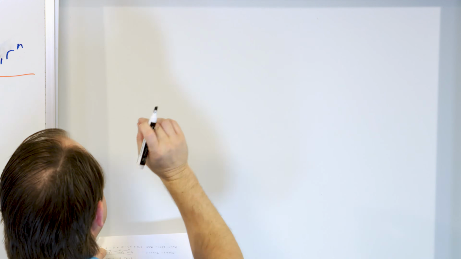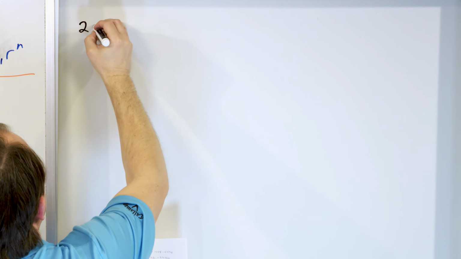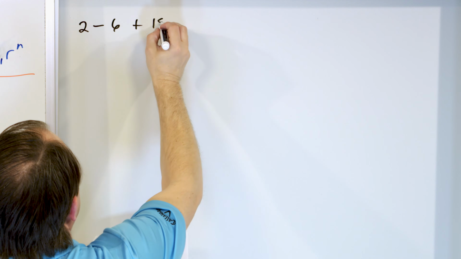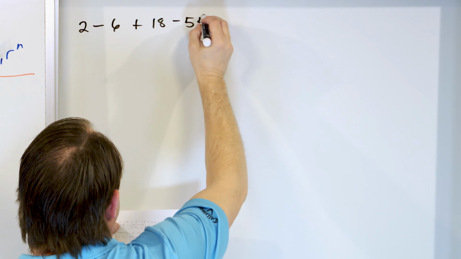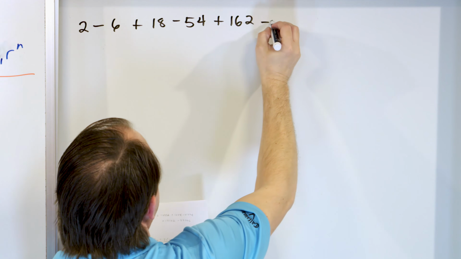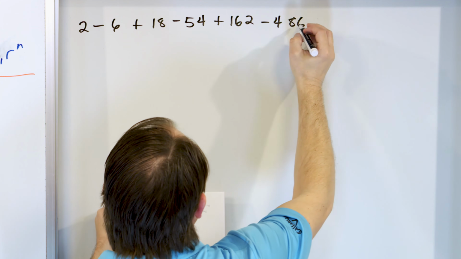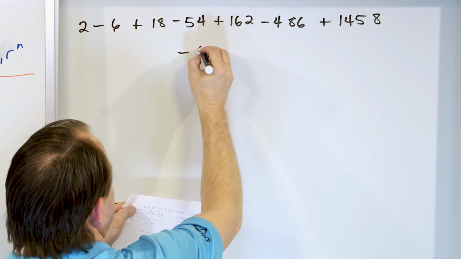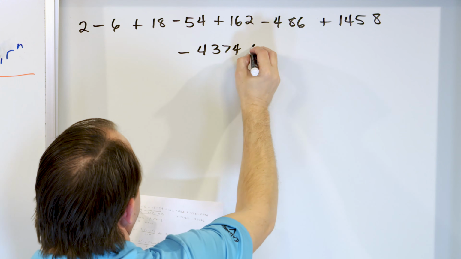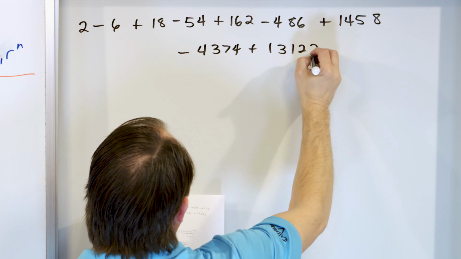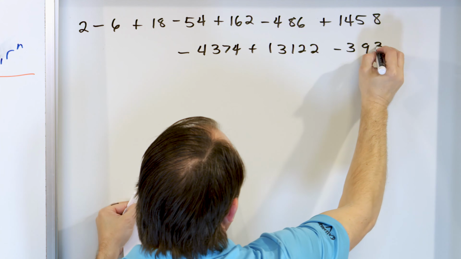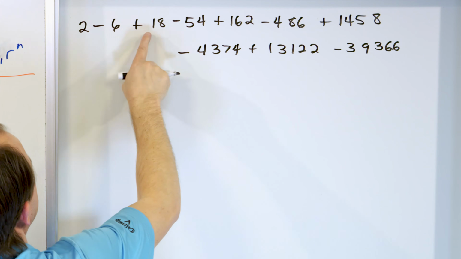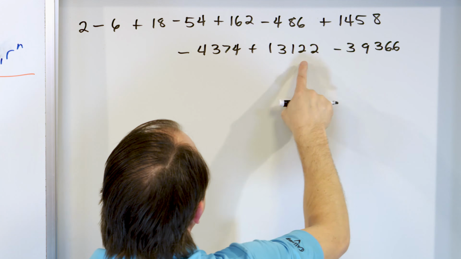I wanted you to understand where it comes from, with the proof, and then solve some problems. What if I ask you, solve and give me the sum of the following series? 2 minus 6 plus 18 minus 54 plus 162 minus 486 plus 1458 minus 4374 plus 13122 minus 39366. How many terms do I have? 1, 2, 3, 4, 5, 6, 7, 8, 9, 10 terms.